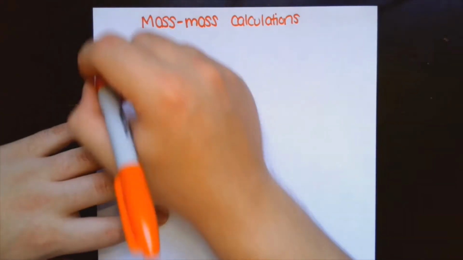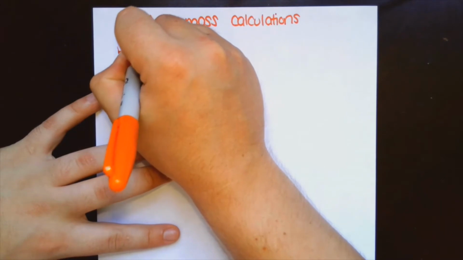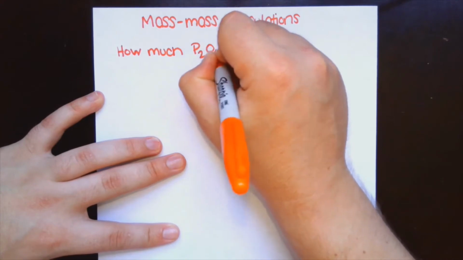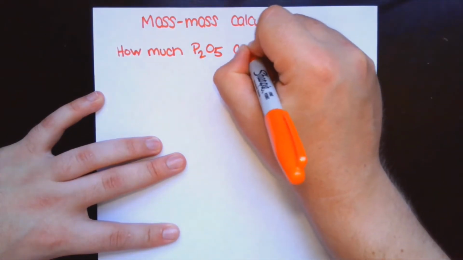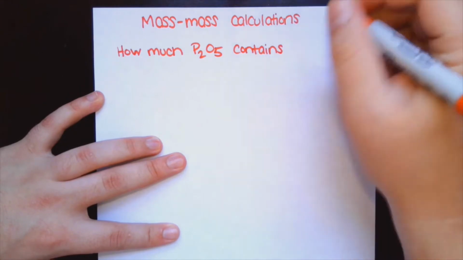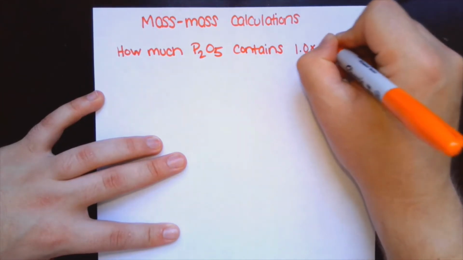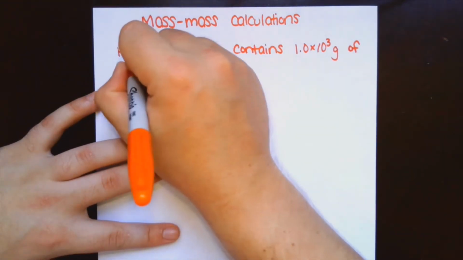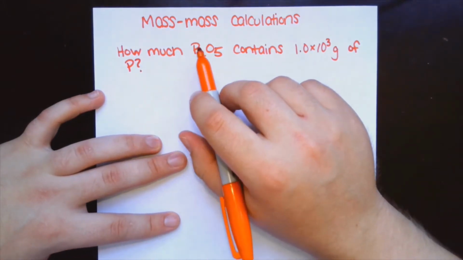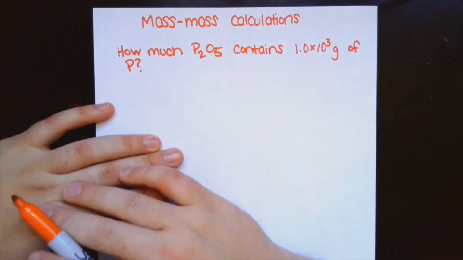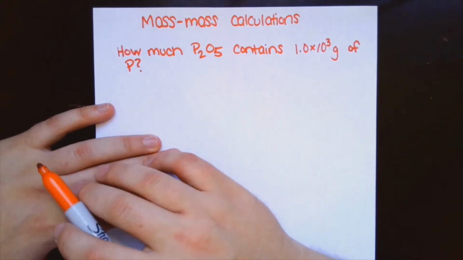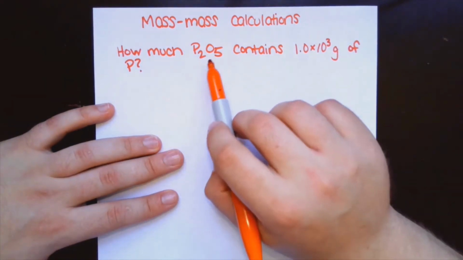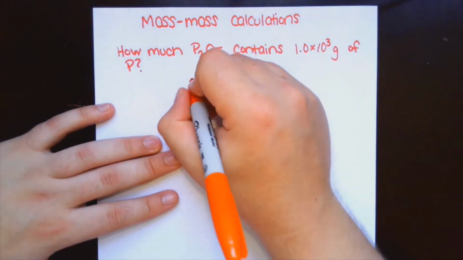So for this problem, we're going to say: how much P2O5 contains 1.0 times 10 to the third grams of phosphorus. So I'm saying here that we have a sample of P2O5. And if you want, you can try naming that. I want to know if that sample has 1.0 times 10 to the third grams of phosphorus, how much does the entire sample weigh?